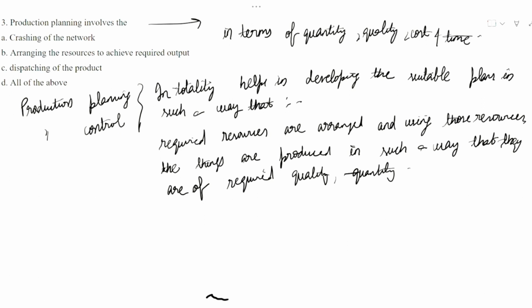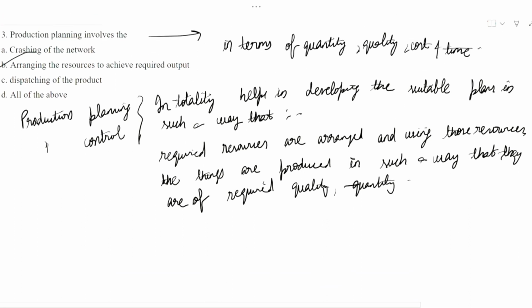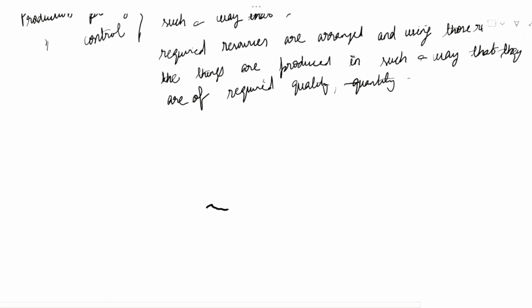This is about production planning. So the correct option is arranging the resources to achieve required output. Now control ensures the progress, checking, expediting and taking corrective action accordingly, like adding more resources, changing the plan, making a decision about buying from some other source or giving the contract for delivery of the items to some other.